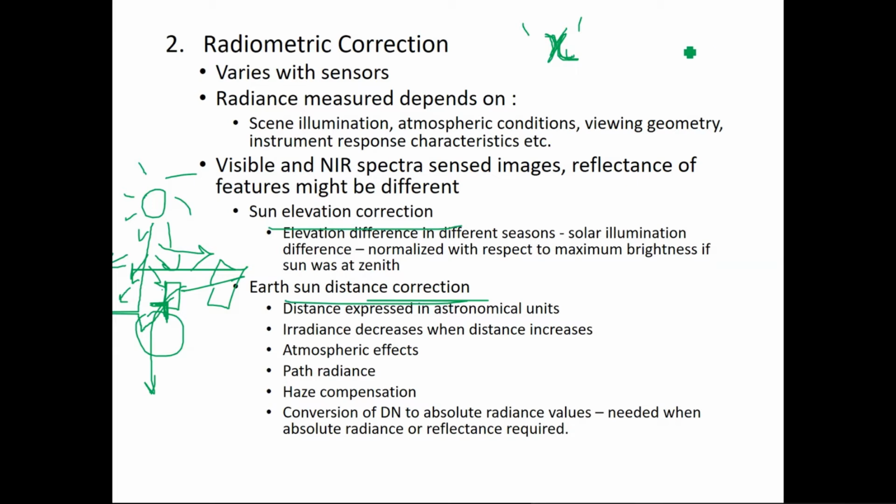Now the formula is very simple. The new DN will be equal to the DN divided by cos alpha. That's it. Where alpha is 90 degrees minus solar elevation.